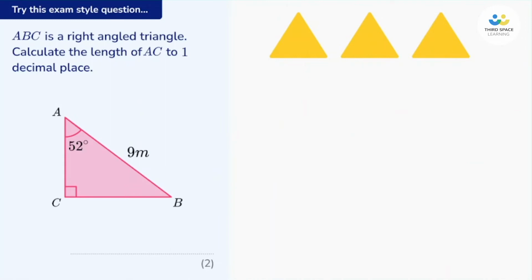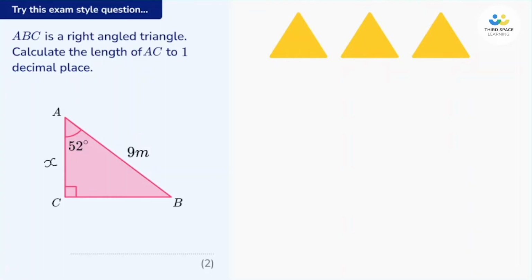Let's go through a second exam question together. So it says ABC is a right-angled triangle, and we want to calculate the length AC to 1 decimal place. Well, AC is this one here, so let's call it X. So we can see it's a right-angled triangle. We can see we have some information about the sides and we have an angle. So we can use trigonometry here to work out that missing side.